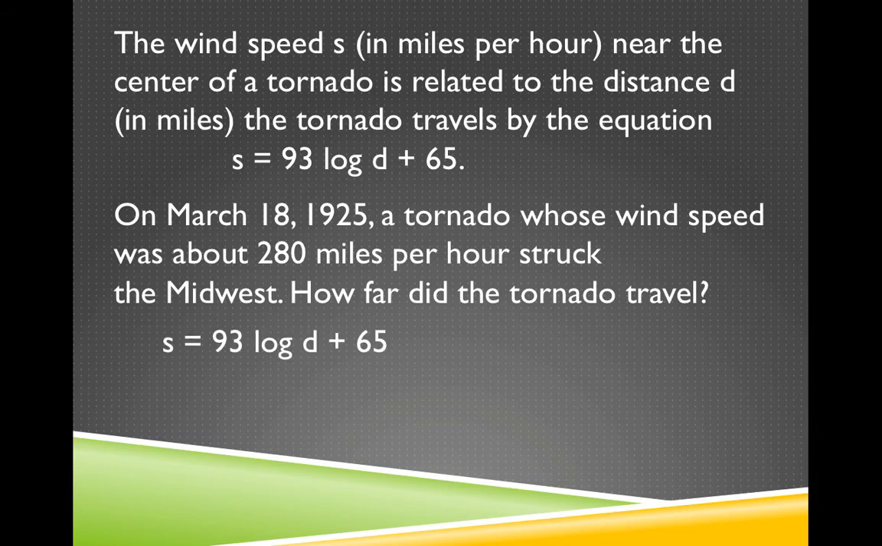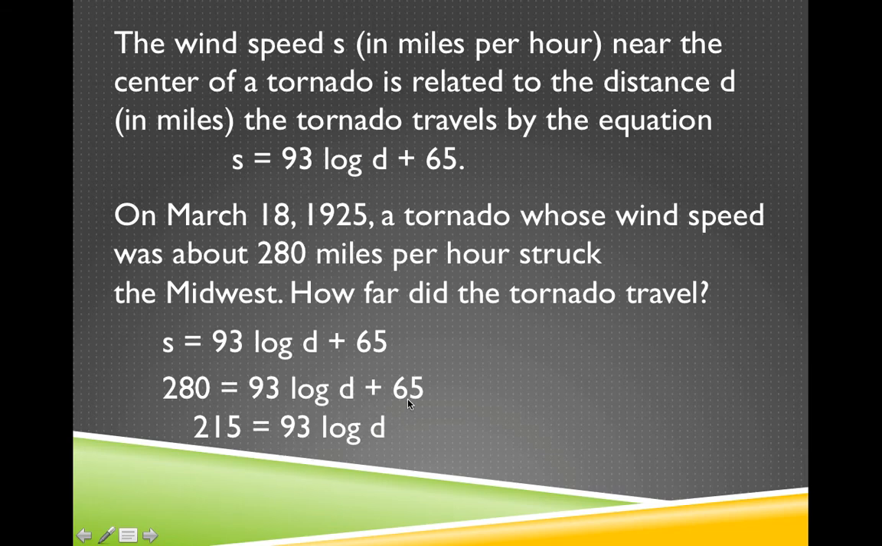The first thing that you're going to do is write the formula that was given to you. S equals 93 log d plus 65. Then you're going to substitute the miles per hour, 280, in for s. That's the wind speed in miles per hour. Next, we're going to subtract the 65 from both sides and get 215 equals 93 log d. Now I'm going to divide by the 93.